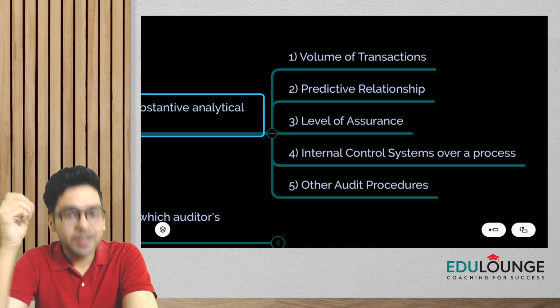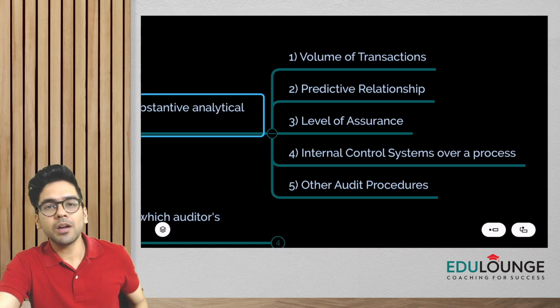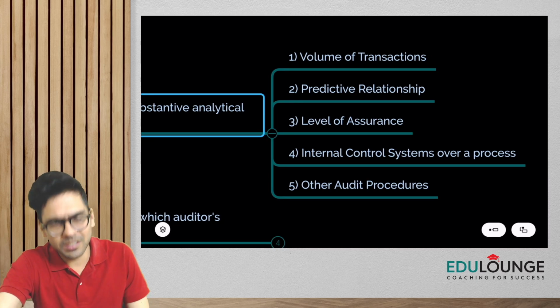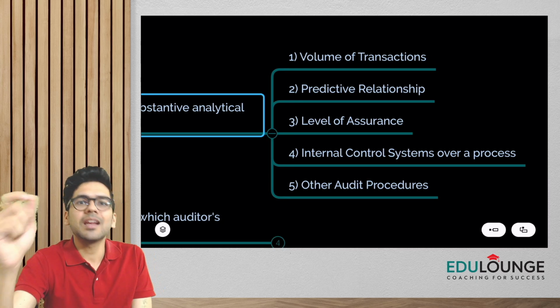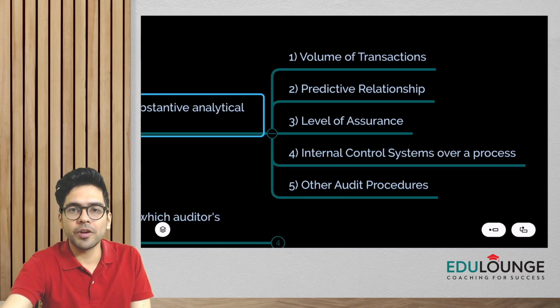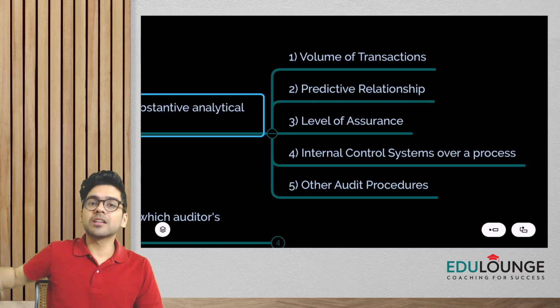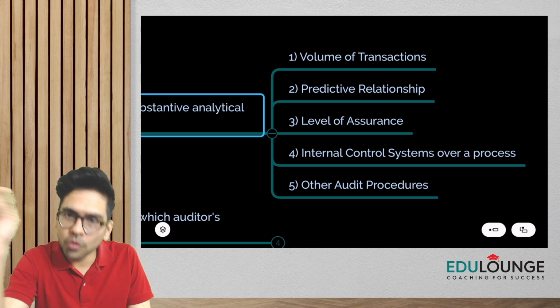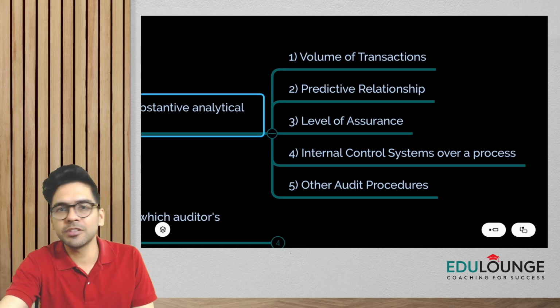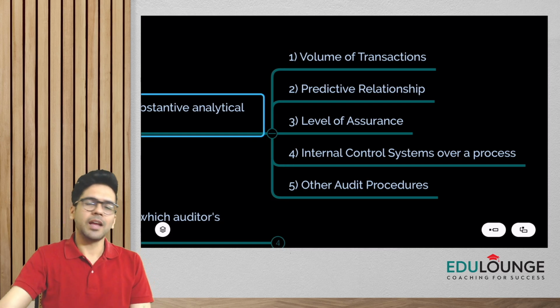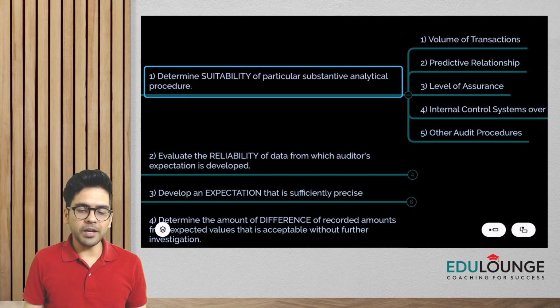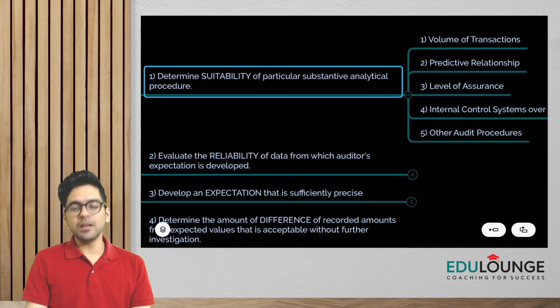And then, are you going to do other audit procedures? Can you do other audit procedures also? Let's say, guys, for example, if you do analytical procedures, like the debtors turnover ratio, and along with that you're also doing external confirmation, then you're going to get more assurance. So you also have to see whether other audit procedures are possible to be done along with it. All these factors you have to consider to determine the suitability of a substantive analytical procedure.